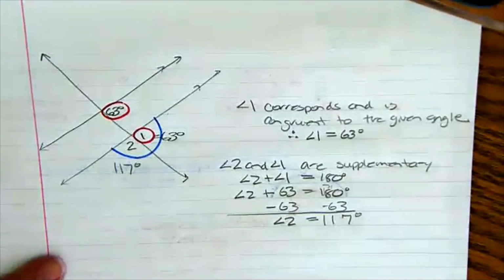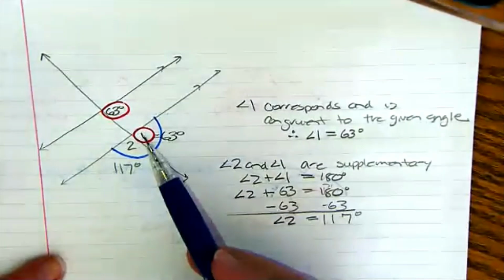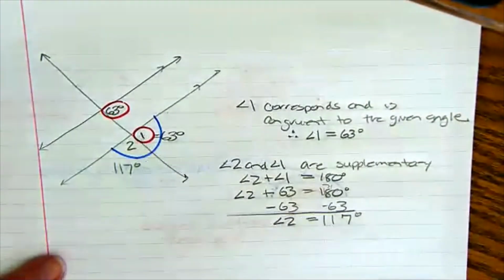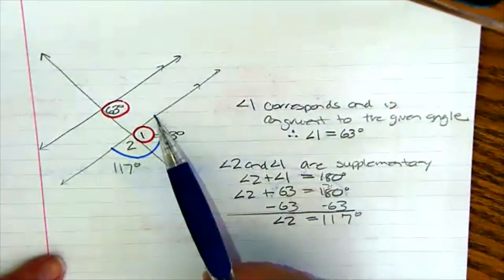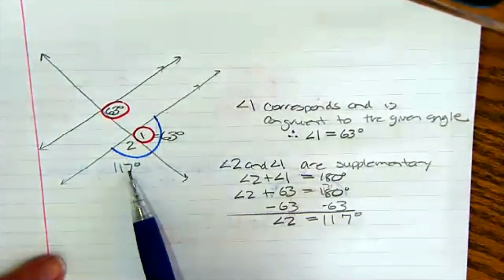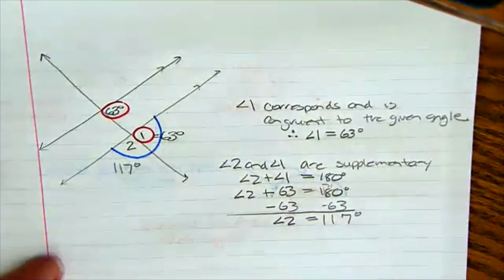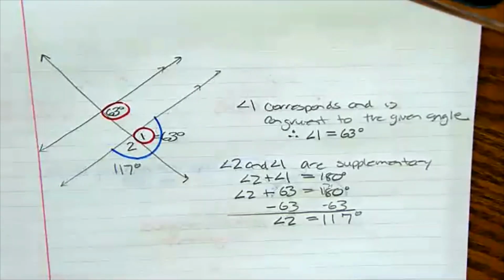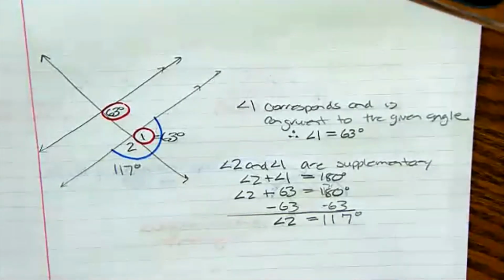So we used the idea of corresponding angles to figure out number 1. Then we use the idea of supplementary angles to figure out number 2. Okay, that's all fine and dandy. How about if we do another problem?